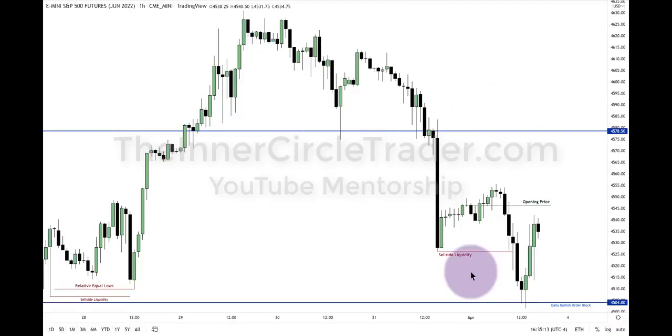Okay, what is it that we see also in the price action? Well, if we go over to the left, you can see we have relative equal lows. We have this low, and we have this low here. So they're relatively equal. Not exactly. That's why I named them relatively equal lows.